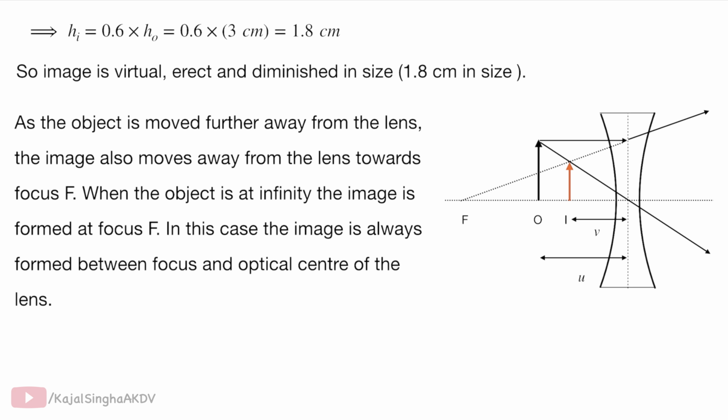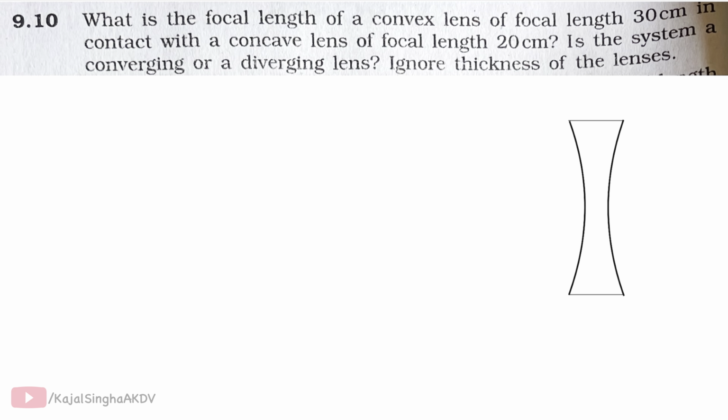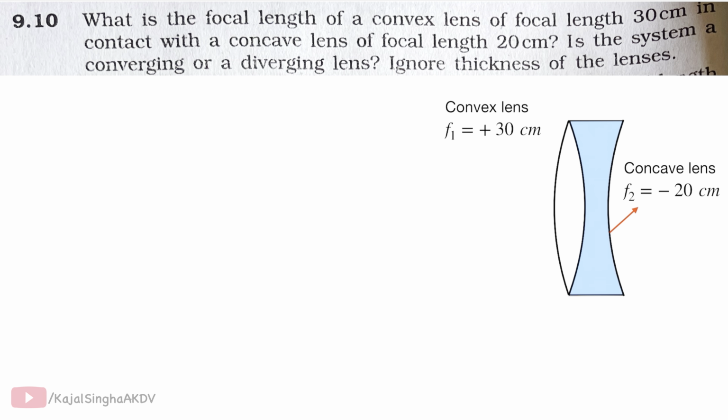What is the focal length of a convex lens of focal length 30 centimeter in contact with a concave lens of focal length 20 centimeter? Is this system a converging or a diverging lens? Ignore thickness of the lens. Here we can see a combination of a concave and a convex lens of focal length 20 centimeter and 30 centimeter respectively, but focal length of concave lens is negative and convex lens is positive.